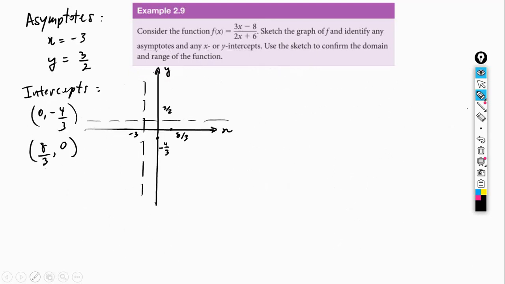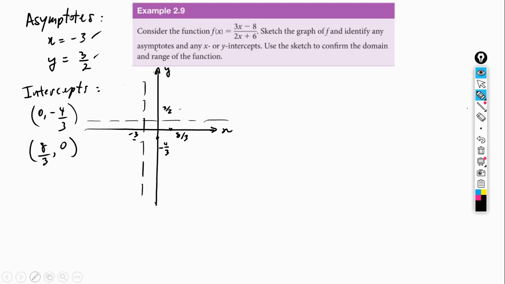Okay, so here we have all the information written down. We found that the vertical asymptote is x equals -3, and we can see it on the graph here. The vertical asymptote goes through x equals -3. The horizontal asymptote goes through y equals 3/2. We have that here. And then we have the y-intercept, which is (0, -4/3). We can see that point here. And the x-intercept is going to be (8/3, 0), which we can see here.